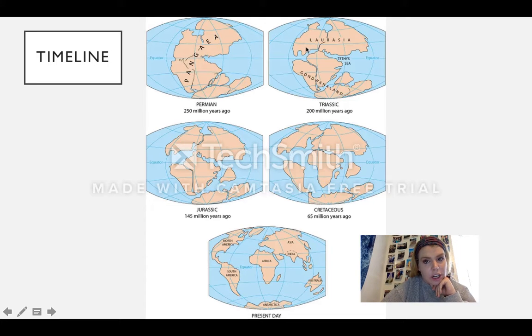So Laurasia and Gondwanaland started to break apart in the Jurassic period, became more of what we see today in the Cretaceous period, and then today are what we see now. So it's been about a 300 million year process and it's still going. Scientists can track it now and they can see that in the future they're still going to be moving further and further away.